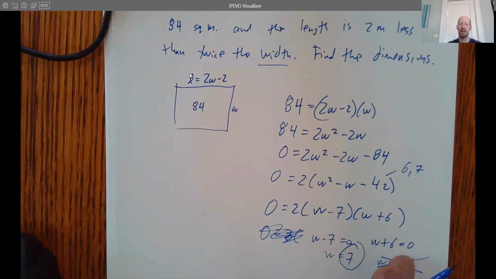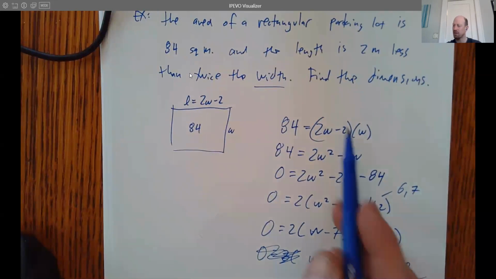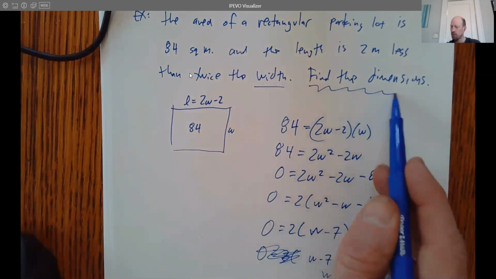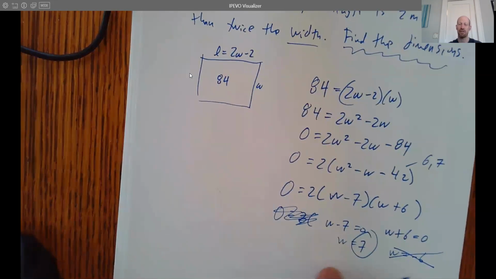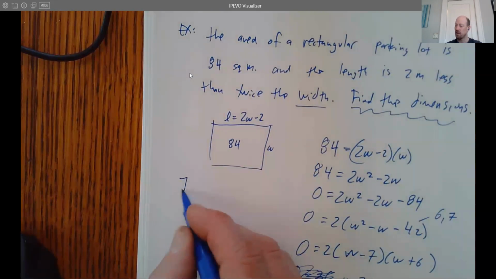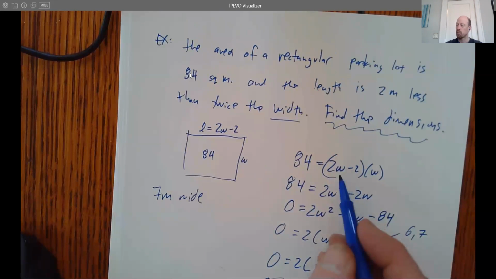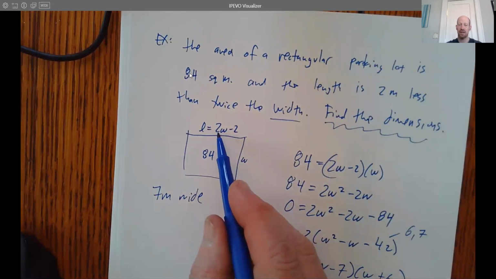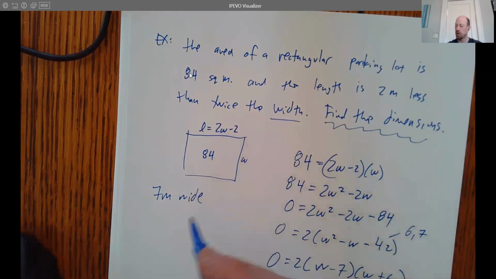But just like anytime I do an application problem, I want to go back and make sure I've really answered the question. The question said find the dimensions. So I can't just say W equals 7. I should say it's 7 meters wide. The length then is 2 times 7, or 14, minus 2, which is 12. So it's 12 meters long.